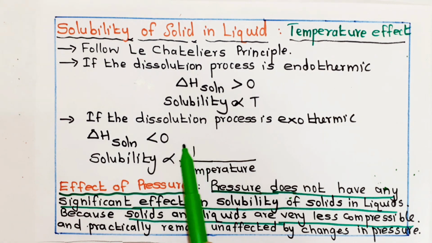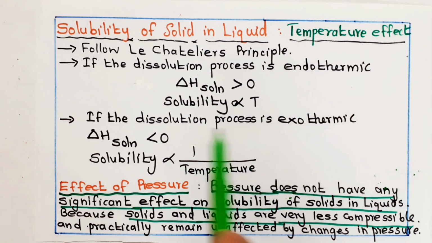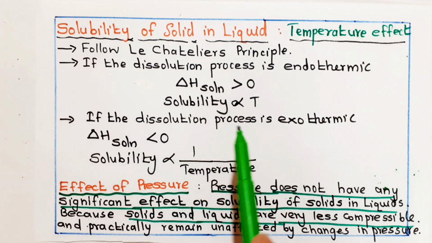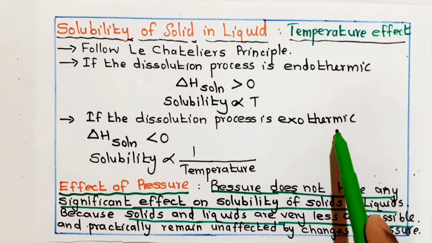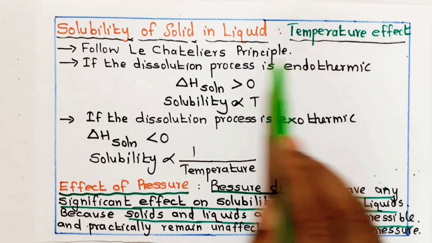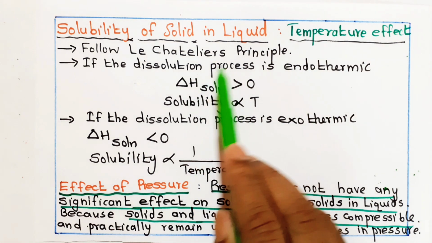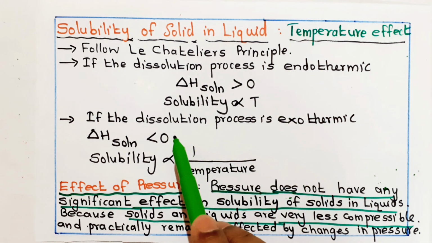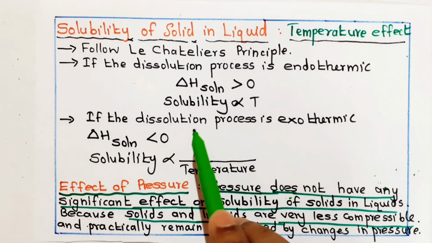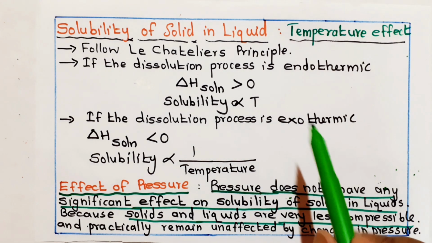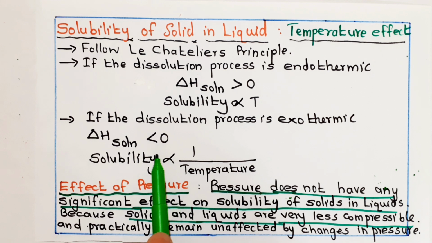And if the dissolution process is exothermic, that means in the dissolution process heat is emitted. Endothermic means heat is taken for the reaction. If the dissolution process is exothermic, that means heat is liberated, and delta H of the solution is less than 0. That means when the temperature increases, solubility decreases, and when the temperature decreases, solubility increases. That means solubility is inversely proportional to temperature.